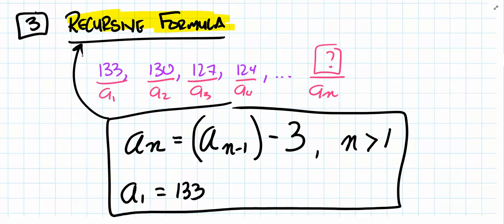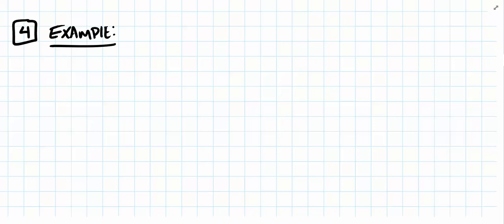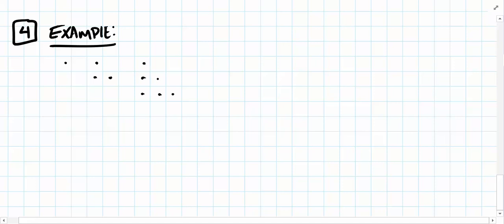Alright, for this example, I'm going to give you some dots and we're going to draw a picture, okay? Here's the picture I'm going to draw you. One dot. Here's the next one. Okay. Here's the next one. Here's the next one. Here's the next one. And then I would keep going and going on and on, okay?